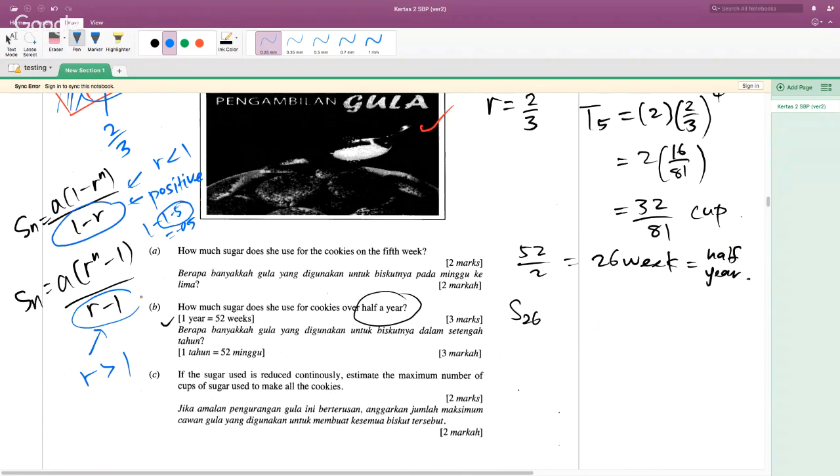Same thing to this one. You always want to make it positive, right? If R is less than 1, you imagine 0.8 minus 1, you get negative 0.2, right? So you cannot get negative, you must get positive. So R must be bigger than 1. Right? This is how I remember which formula to use.